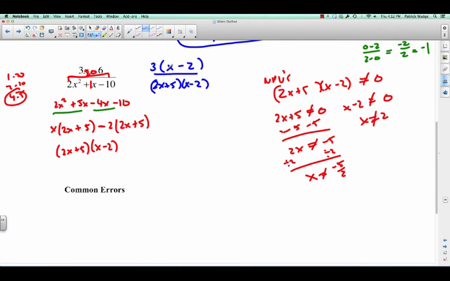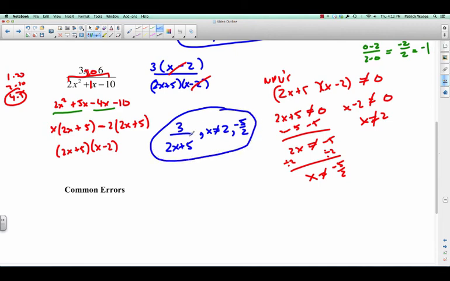Okay, back here, anything to cross out? Yes, you can cross that out. There's nothing else we can do. So we're left with the answer 3 over 2x plus 5, where x cannot equal 2, and also cannot equal 5 over 2. Okay, this is a simplified version of this one.